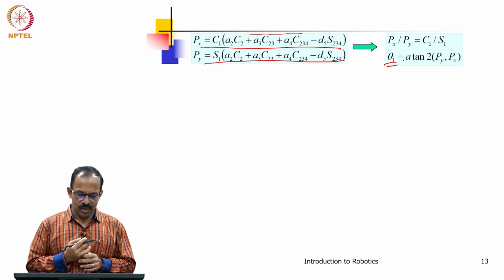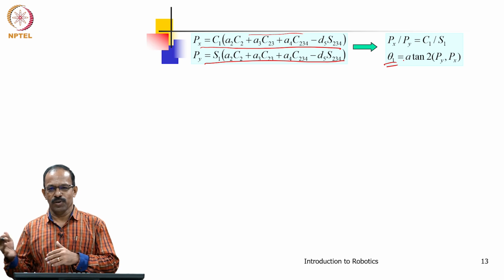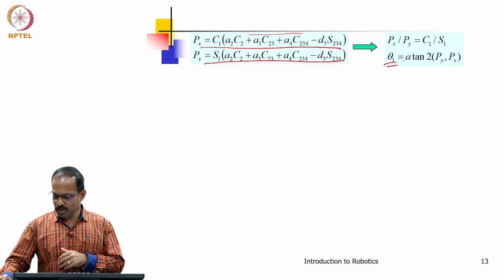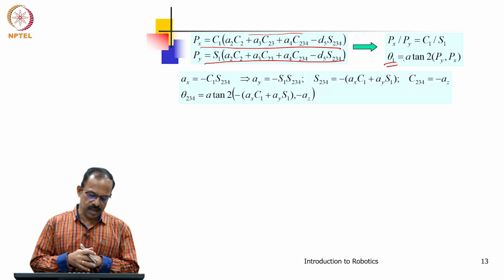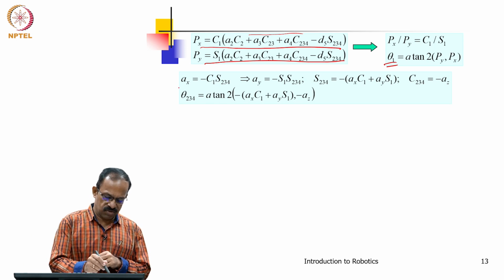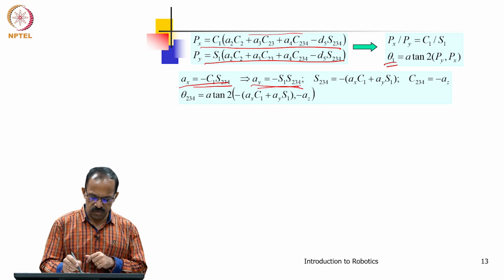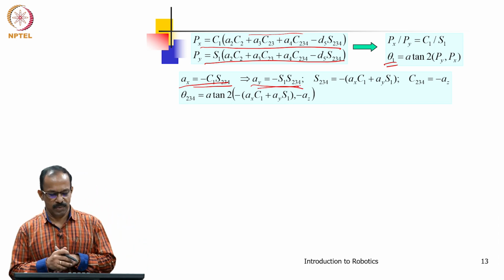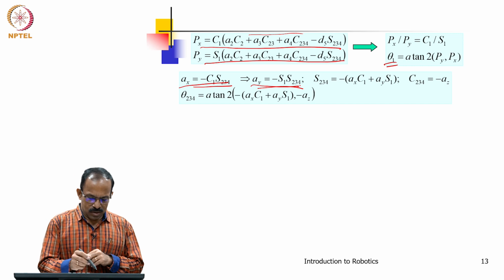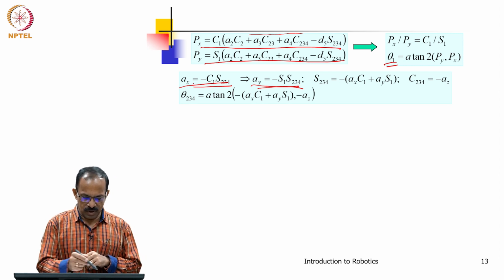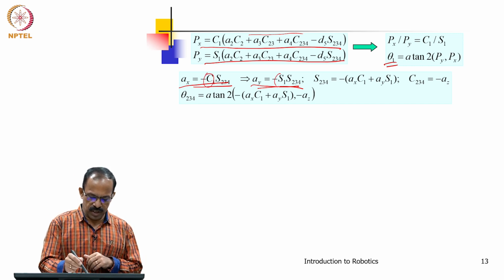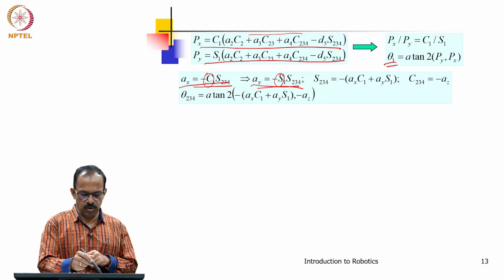Now, we have to solve for theta 2, 3, 4 and 5. Okay. So, let us see how we solve it. Look at this relationship. Ax is given as minus C1 S234, Ay is given as S1 S234. Now, C1 is known and S1 is known because theta 1 is known. So, we know cos theta 1 and sin theta 1.